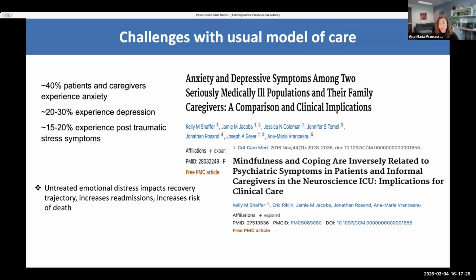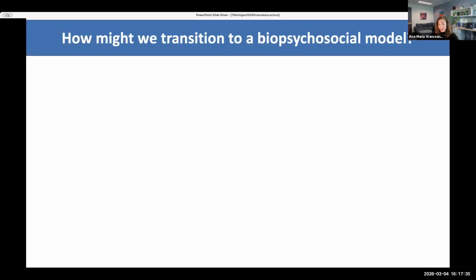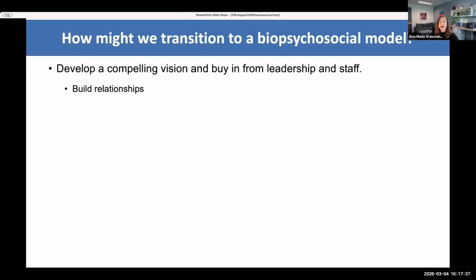We want them to adjust well to post-discharge and continue to maintain good quality of life. So how might we transition to a biopsychosocial model? These are some of the things that we've done. First, it's important to develop a compelling vision and secure buy-in from leadership and staff on the unit.